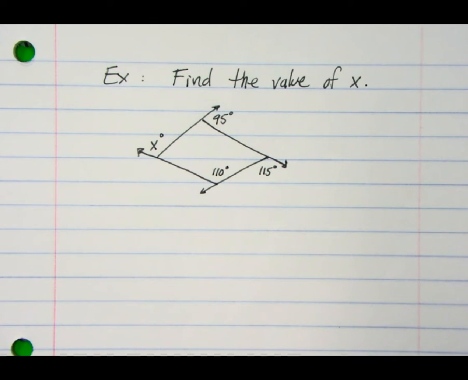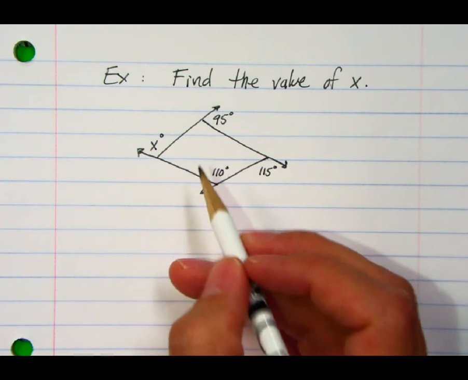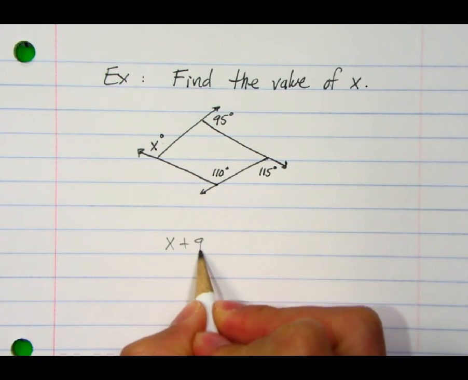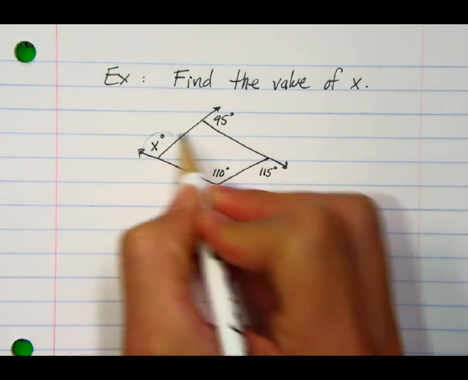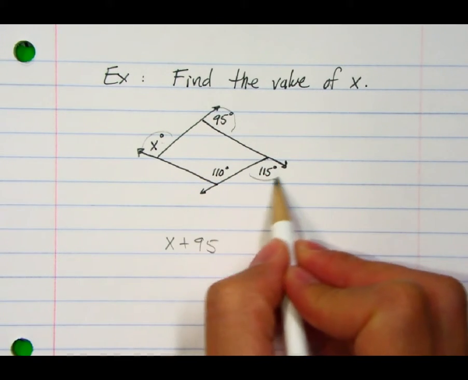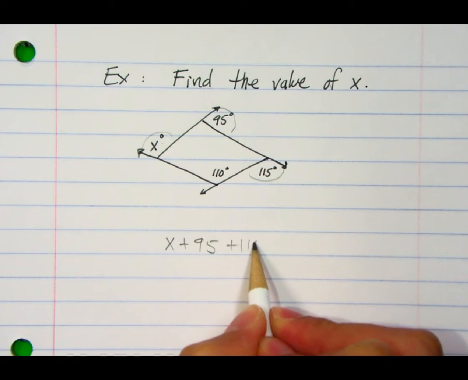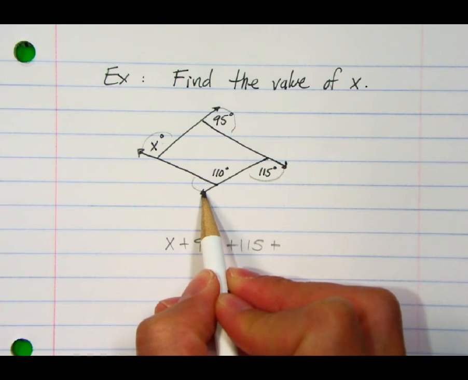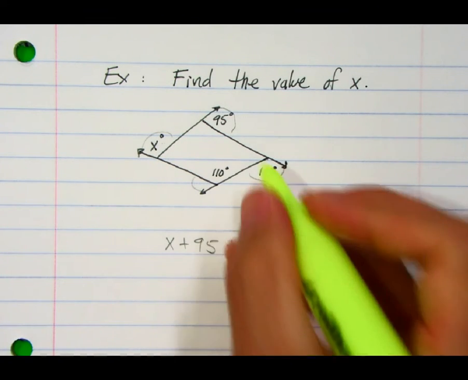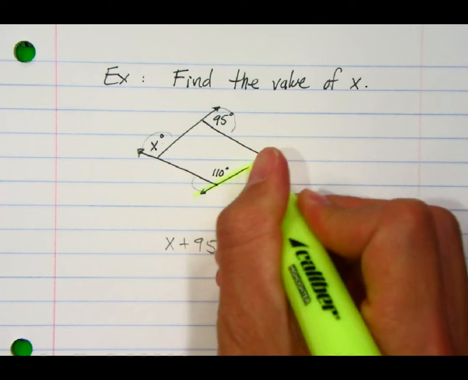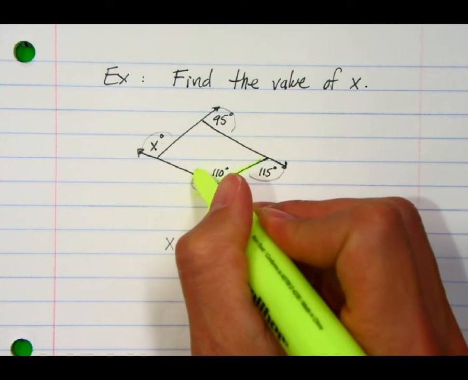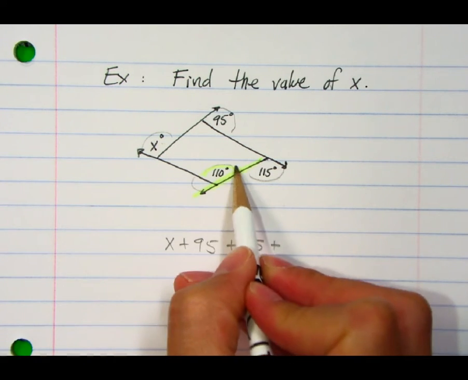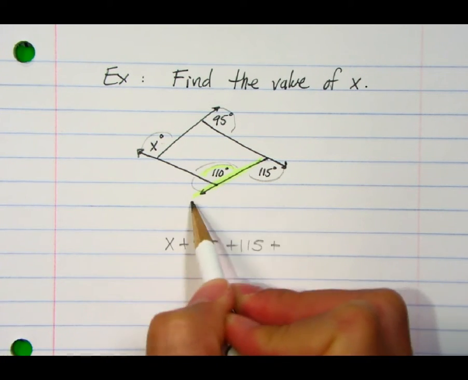I kind of threw a little monkey wrench in here because I say, look, value of x. I can do this. I go x plus 95 because that's an exterior angle. This is an exterior angle. Plus 115, another exterior angle. Plus, I don't have this exterior angle. However, I know that this here is a straight line. And when I have straight lines, I know there's something called supplementary angles.